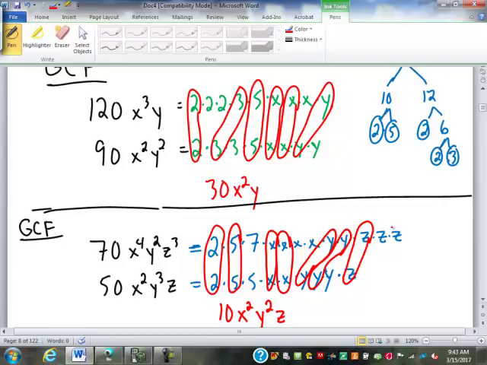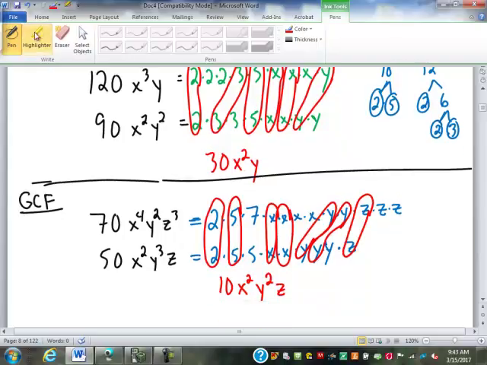So if we look at these, there is a pattern developing. Let's start out by looking at the numbers, 120 and 90. The 30 is just the greatest common factor of 120 and 90. The variables don't affect the numbers at all. Same down here. 10 is just the greatest common factor of the 70 and the 50. Now let's look at what happens with the variables. We started with x to the third and x squared, and we ended up with x squared. We started with y and y squared, and we ended up with just y.